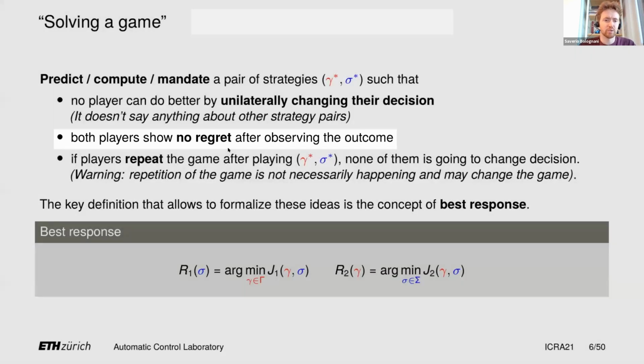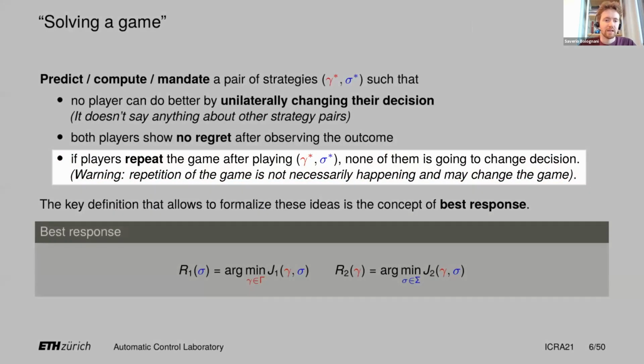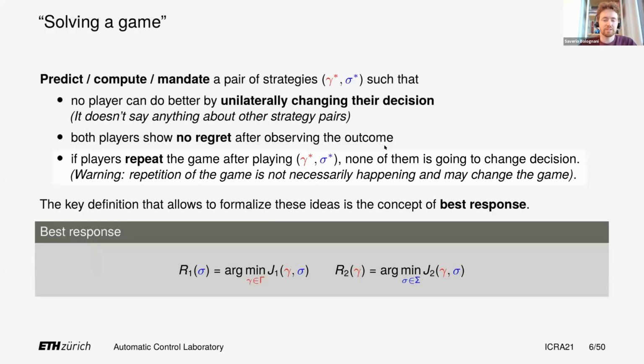There's a third interpretation, which is a little bit tricky, if you want. It's that if a player repeats the game after playing these two strategies, then none of them is going to change the decision. This is not always true, right? A repetition of the game actually creates a different kind of game, right? But you could imagine that players are happy with their decision. They don't want to go back in time and change their decision. And for all this interpretation, the key idea is the concept of best response.